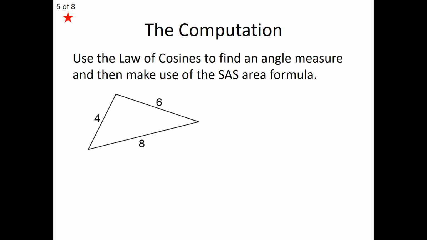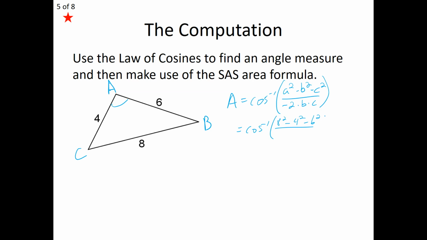Our triangle with sides 4, 6, and 8 is not labeled, so I'm going to label the vertices A, B, and C. Okay, so I've got my three vertices. I'm going to find the missing measure for angle A. Using our angle form of the law of cosines, it looks like this. Angle A is equal to the inverse cosine of a squared minus b squared minus c squared, all divided by negative 2 times b times c. So our inverse cosine looks like this now: inverse cosine of 8 squared minus 4 squared minus 6 squared, all divided by negative 2 times 4 times 6.